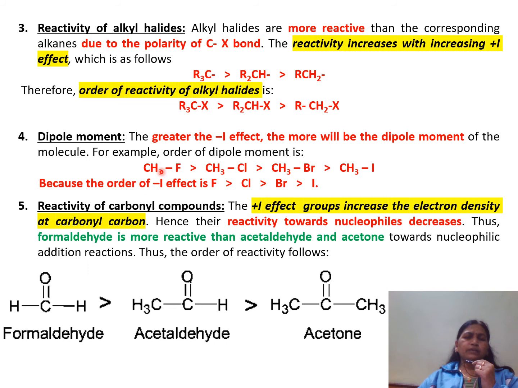So the greater the electronegativity or the minus I effect, the greater will be the polarity or the charge developed. So CH3F has the highest dipole moment compared to CH3I. Because of the minus I effect of fluorine, the polarity of the C-F bond is maximum. And this is the order of minus I effect: fluorine greater than chlorine, greater than bromine, greater than iodine.